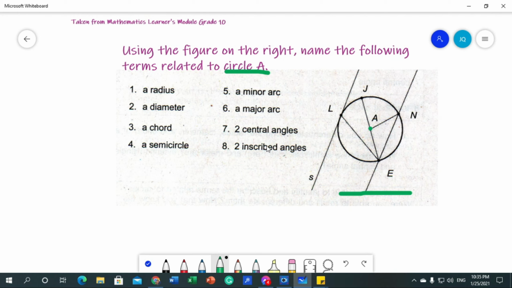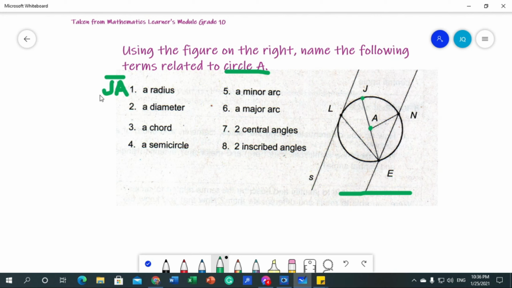So now let's go to number 1, a radius. Which do you think is a radius? Can you name a radius? Okay, so that's line segment JA, or line segment AJ. Okay, so that's a line segment.